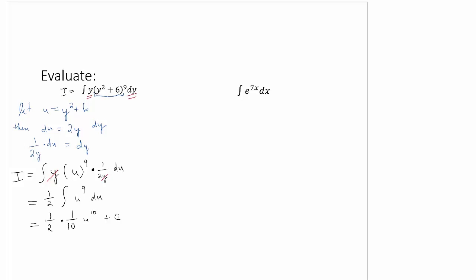And now again, I go back to the original variable. I don't stick with u. I want to go back in terms of y, my original variable. And let's simplify this a little bit. 1/20th, and instead of u, I'll write y squared plus 6 to the 10th power plus my constant of integration.